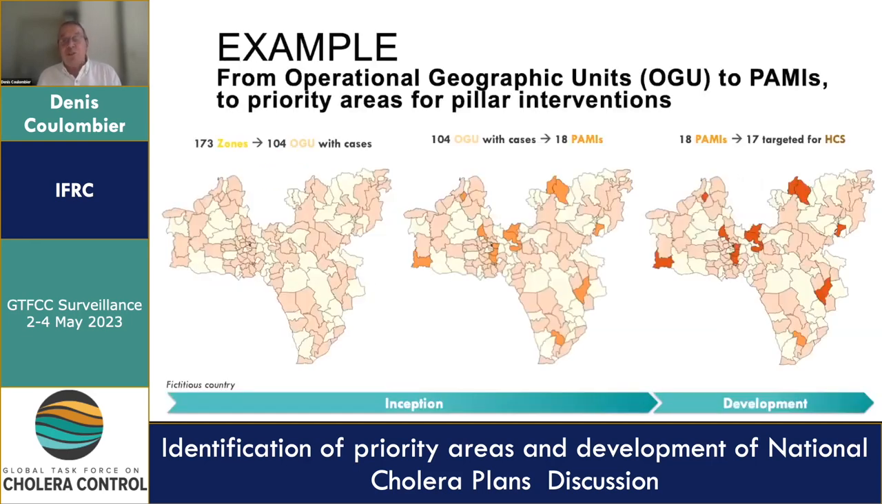Now, we'll use that fictitious country to go through an example of the selection of the PAMIS and the priority areas for pillar intervention. What you see at the bottom of my slide is the two blocks, the inception block that covers the first two maps, and the development block that covers the third map. So in that fictitious country, we have 173 zones or operational geographic units, as I indicated, which are the areas where the activities are primarily conducted. Out of those 173, we have 104 OGUs that have experienced cholera cases in the past 5 years. So of course, the priority will be set within those 104 OGUs.